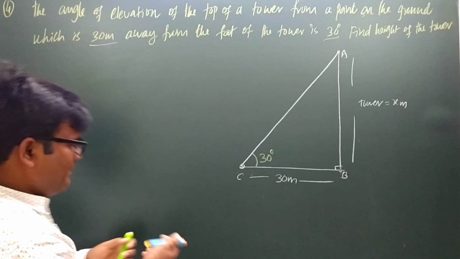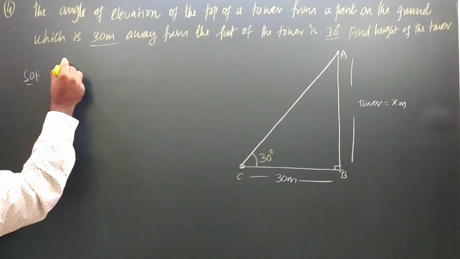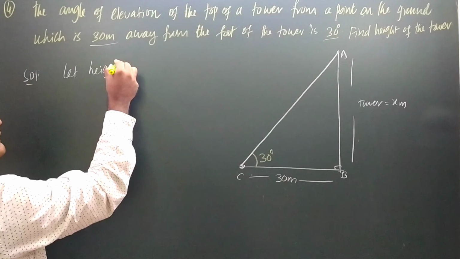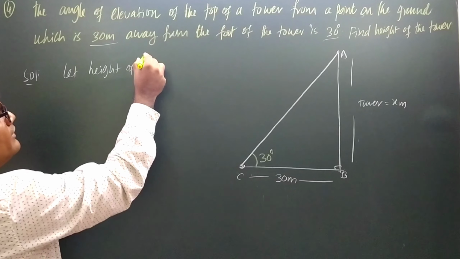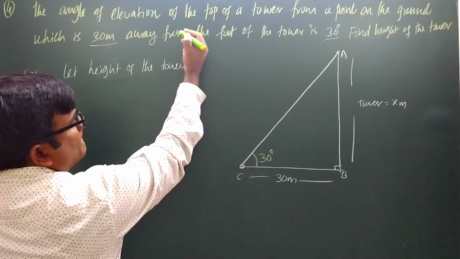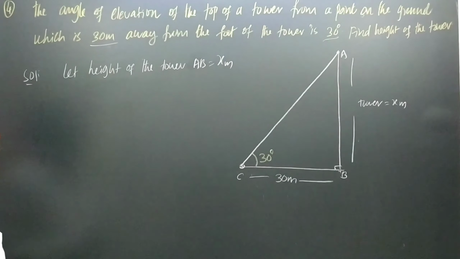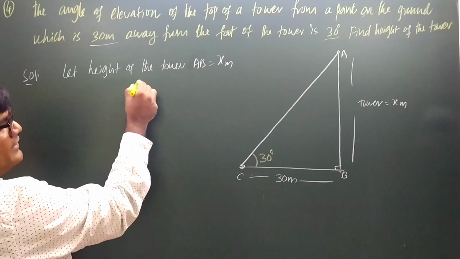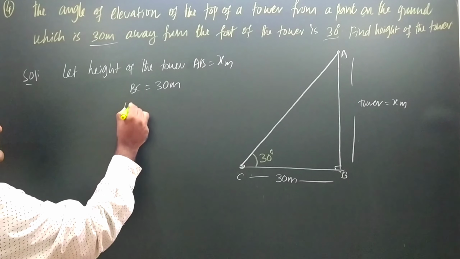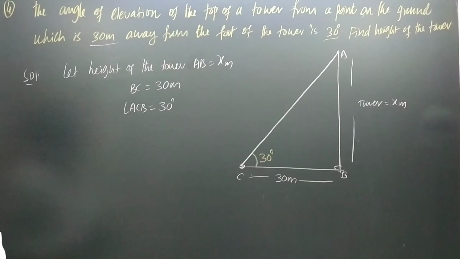This one is very simple. Solution: let the height of the tower, that is AB, be equal to x meters. Next, the length of BC is given, that is 30 meters. Now the angle of elevation, angle ACB, is equal to 30 degrees.